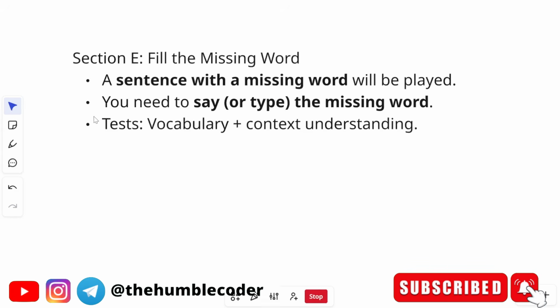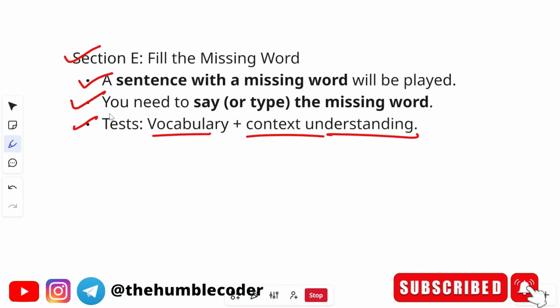Okay guys, let's understand the instructions that we have for the next section. In this section, we need to fill in the missing word. And what are the instructions for us? A sentence with a missing word will be played. You need to say or type the missing word. It will basically test your vocabulary plus context understanding.